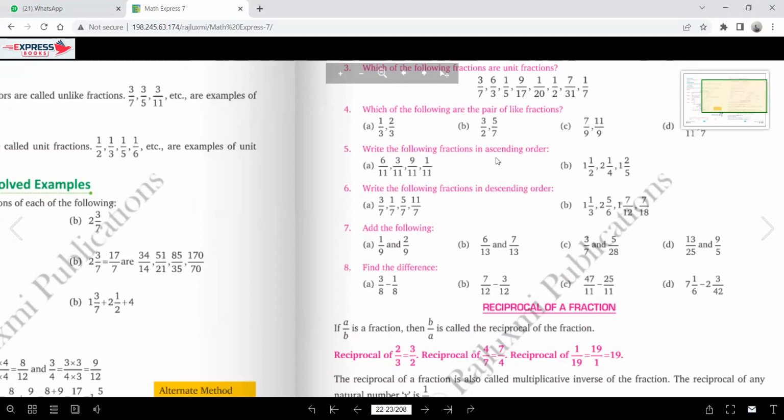Ascending order means arranging the numbers in that form. That means the smallest number is placed at the first and the greatest number is placed at the last. So we have to make that kind of sequence. Now let's see what you have to do. Question number 5, part 1.